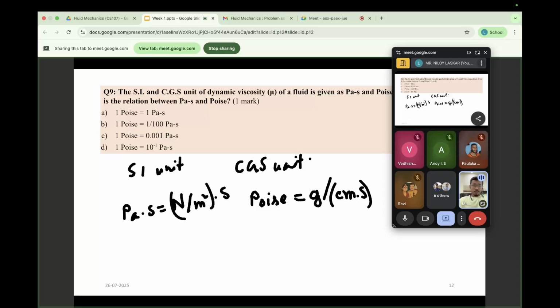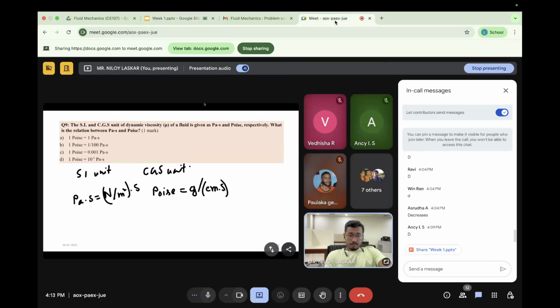Can anyone tell what is the conversion? Not the formula. I think no.